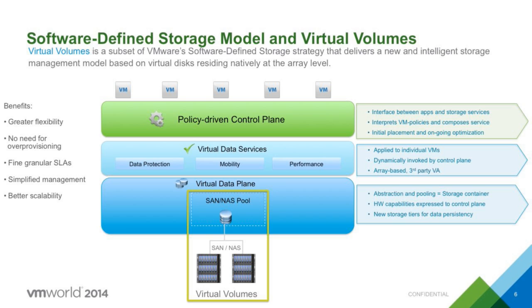The other thing as well is from a scalability perspective. Right now we're limited to 256 LUNs per ESXi host. From a VVol perspective, that goes completely out of the water. We can have many thousands of VVol objects presented to an ESXi host.